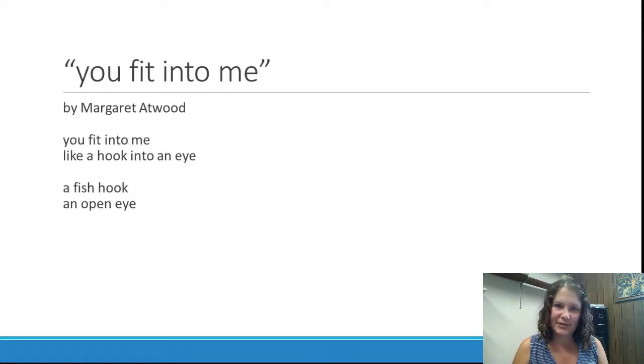I'm going to walk you through a couple examples of these figures of speech in poems. The first poem I'm going to talk about is You Fit Into Me by Margaret Atwood, and this poem uses a simile. So I'll go ahead and read the poem and then talk a little bit about how the simile is functioning in this poem. You fit into me like a hook into an eye, a fish hook, an open eye.